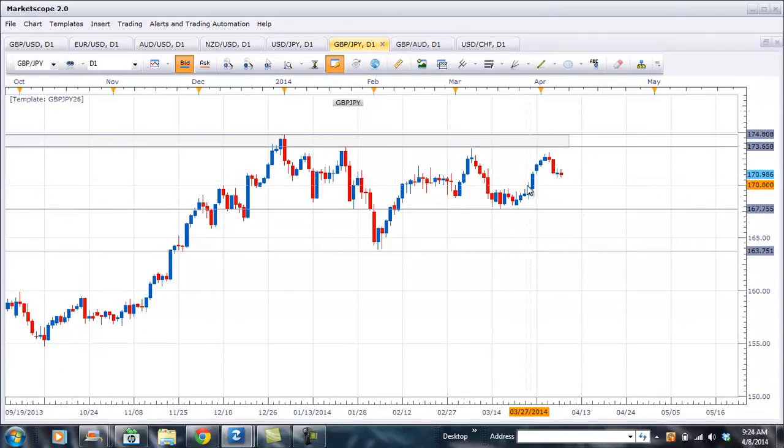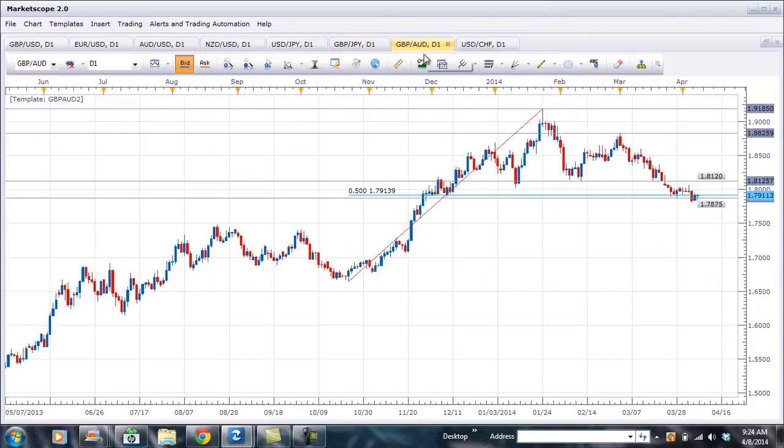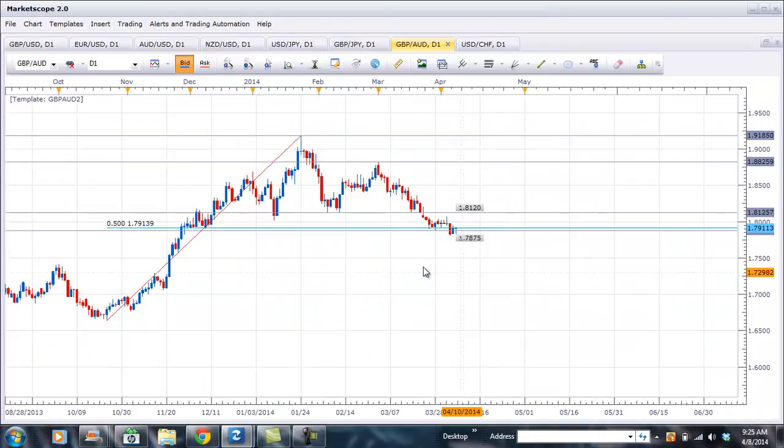Great Britain JPY back in consolidation after that nice little snake move, and the Great Britain Oz, as we've been saying, sitting right here at the 50 fib at 179.13 if we're looking at the bigger picture. So we'll have to see what the pair does here. If it breaks higher or lower, there could be a great opportunity to get into this cross and steal some pips.